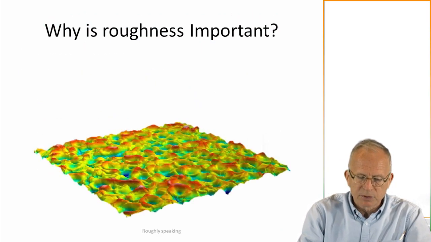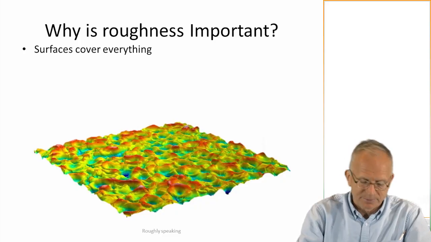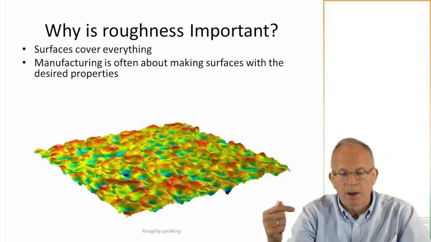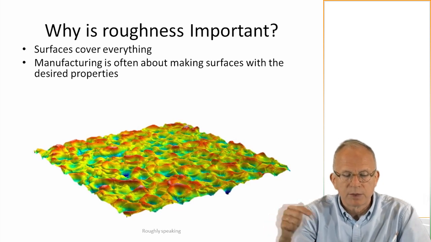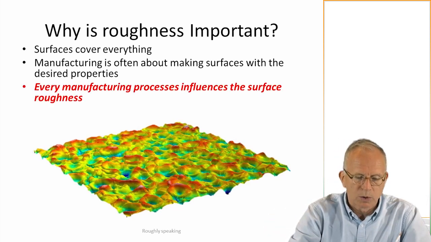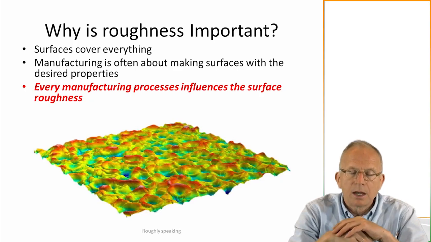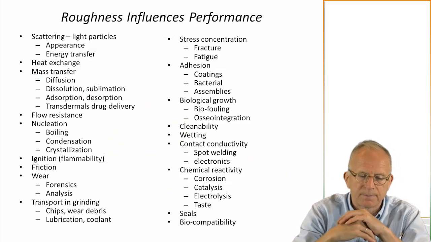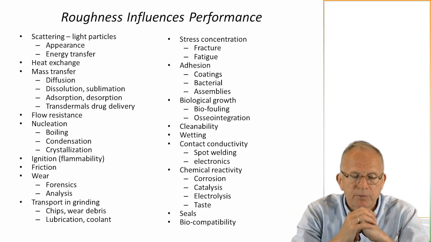So why is surface roughness important? Well, surfaces cover everything. Manufacturing is often about making the surface with the desired properties, sort of where you want it. And every manufacturing process influences the surface roughness, or virtually every one. And roughness influences the performance.